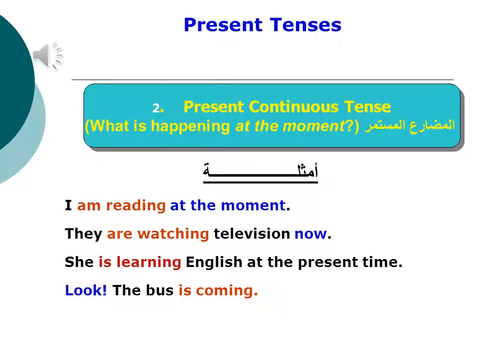Here are some more examples for you to show you how the present continuous tense is used. The first one, I'm reading at the moment. Next, they are watching television now. She is learning English at the present time. Look, the bus is coming.